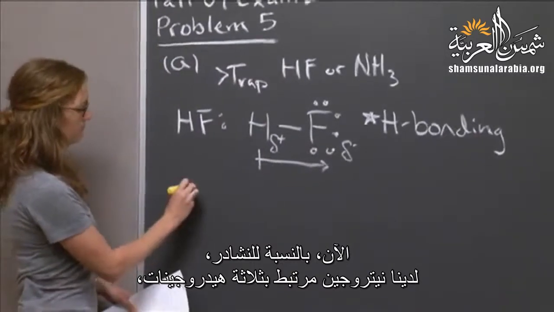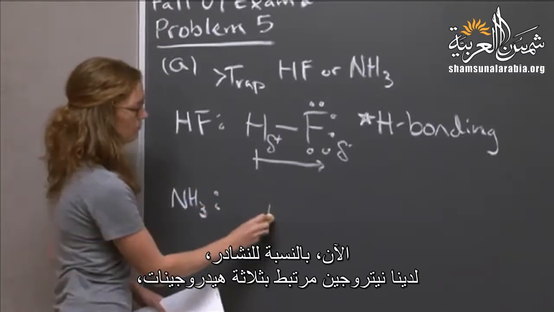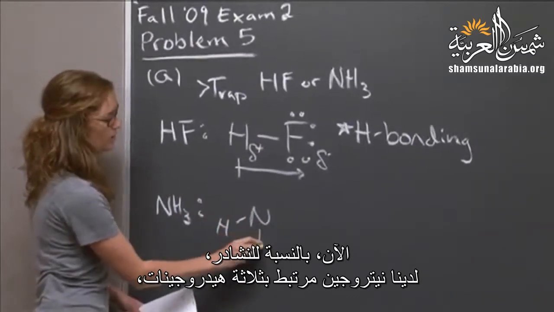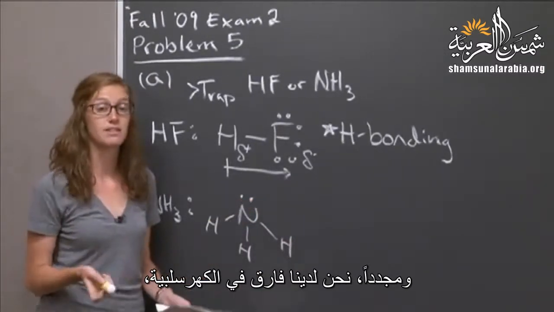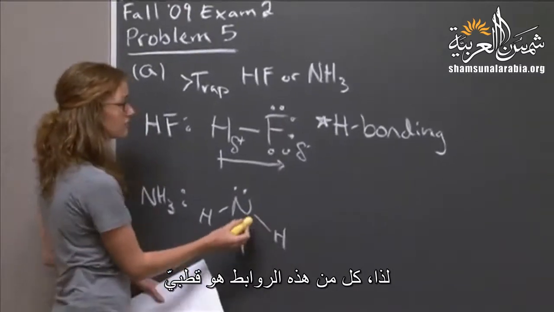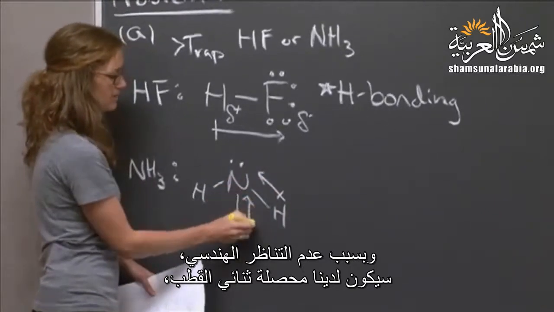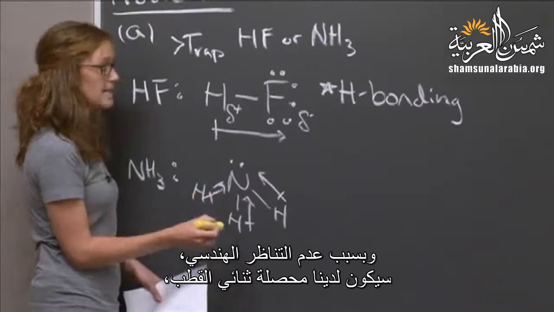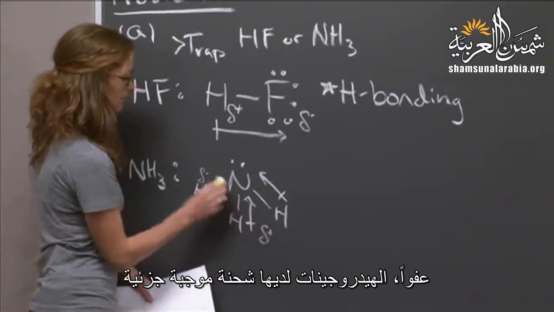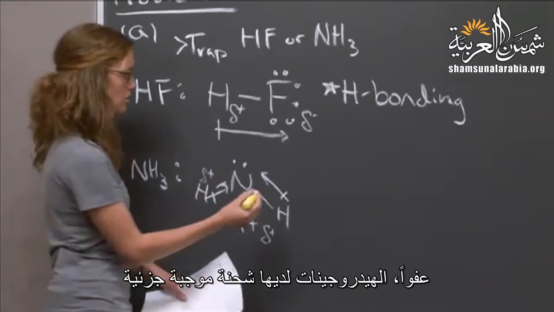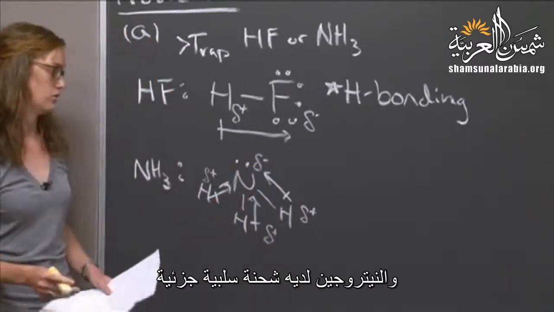Now for ammonia, we have nitrogen bonded to 3 hydrogens. And again, we have a difference in electronegativity, and so each of these bonds is polar. And because of the asymmetric geometry, we will have a net dipole. The hydrogens have a partially positive charge, because they are less electronegative, and the nitrogen has a partial negative charge.